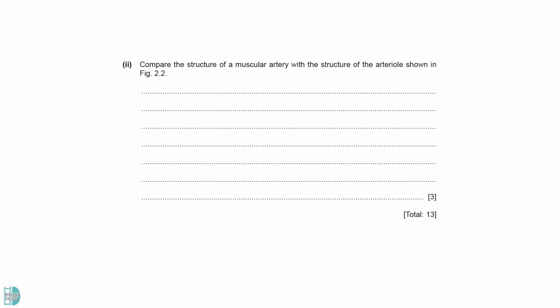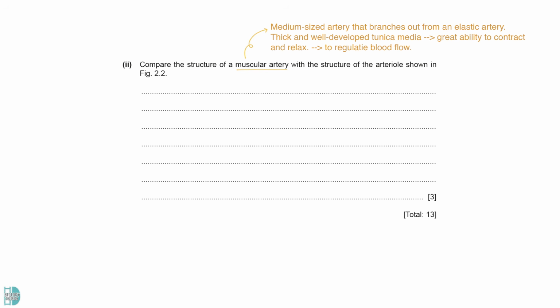2. Compare the structure of a muscular artery with the structure of the arteriole. A muscular artery is a medium-sized artery that branches out from an elastic artery. It has a thick and well-developed tunica media that enables it to contract and relax, thereby regulating blood flows to specific organs and tissues. The command word here is compare. It means that you have to include both similarities and differences.